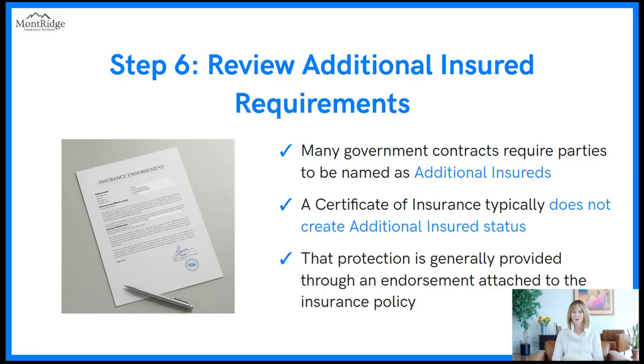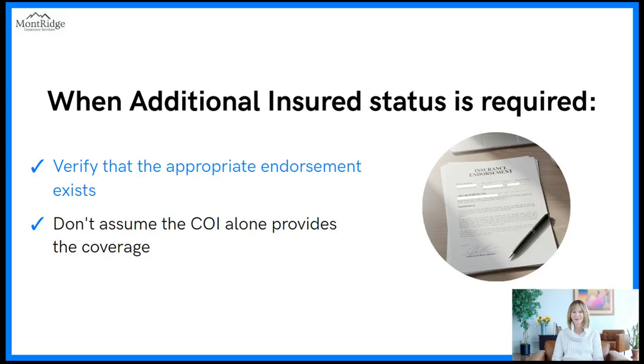Step 6. Review additional insured requirements. Many government contracts require parties to be named as additional insureds. A certificate of insurance typically does not create additional insured status. That protection is generally provided through an endorsement attached to the insurance policy. When additional insured status is required, verify that the appropriate endorsement exists. Don't assume the COI alone provides the coverage.